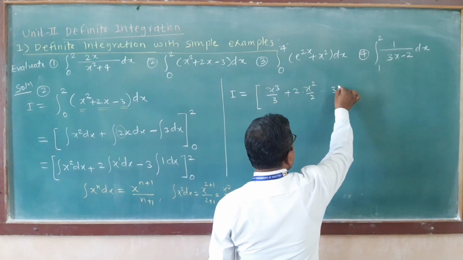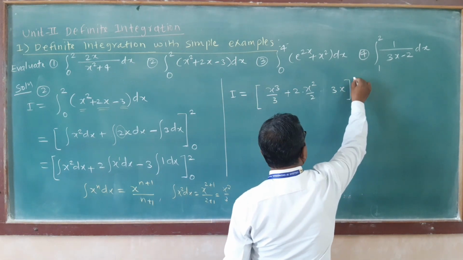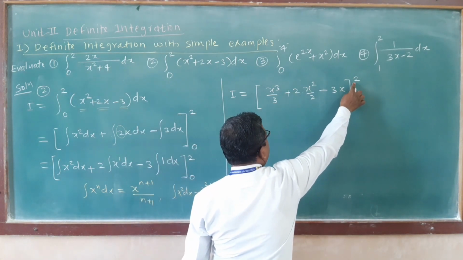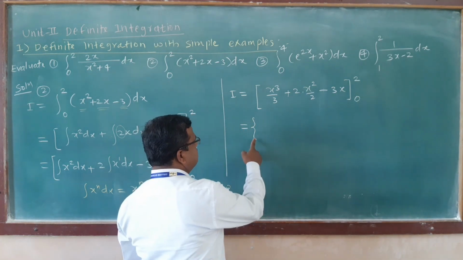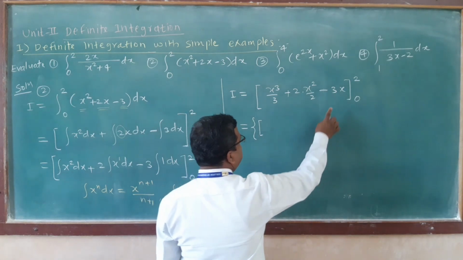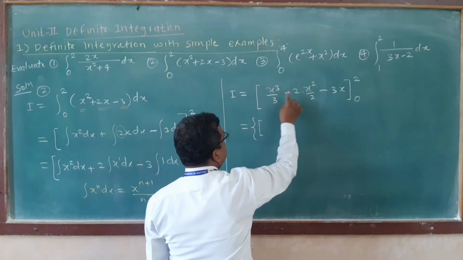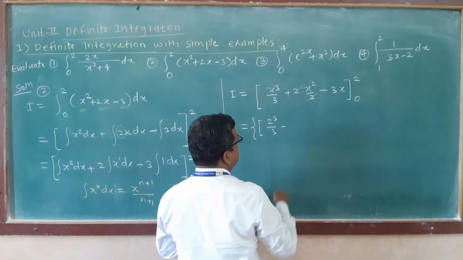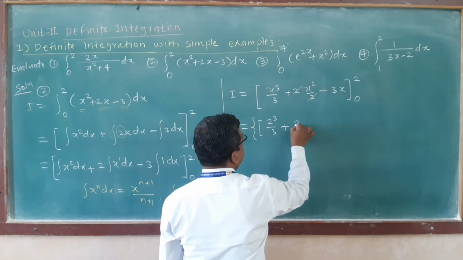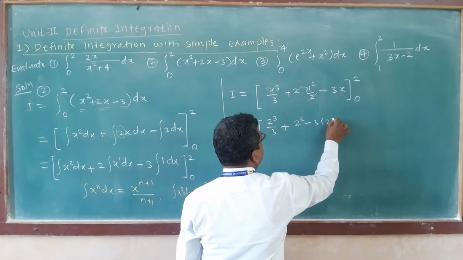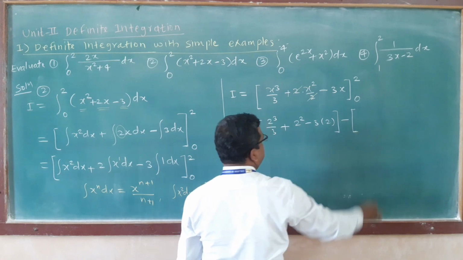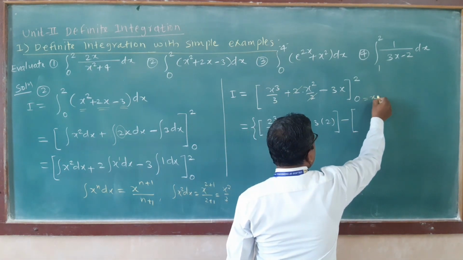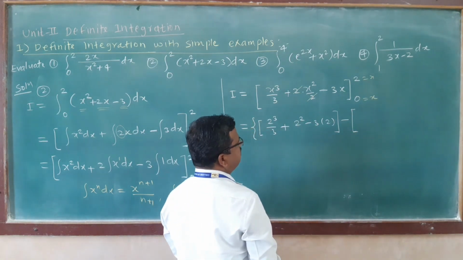integration of 1 is x within limit 0 to 2, which is equal to, now integration over, put upper limit minus lower limit, inside curly bracket first square bracket for upper limit, put x is equal to 2, so this will be 2 cube upon 3, here this 2 upon 2 will get cancelled, plus x square means 2 square minus 3 into 2, bracket complete, minus, now put lower limit, put x equal to 0, these are the values of x, variable of integration.